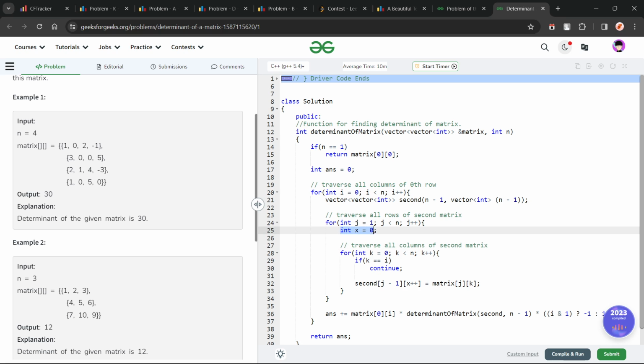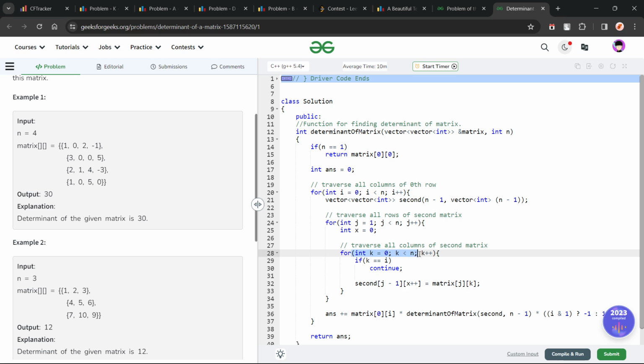Now I have initialized my x with 0, it is actually going to traverse through the columns, right? So now what I do, since I have to write all the rows from j equals 1 till less than n, I am making this loop, and since the dimensions of the second matrix are n minus 1 cross n minus 1, I have to do j minus 1 here. Because I am starting j from 1 here, the row from 1 here, but in the second matrix, the row should start from 0. That is why I have done j minus 1 here.